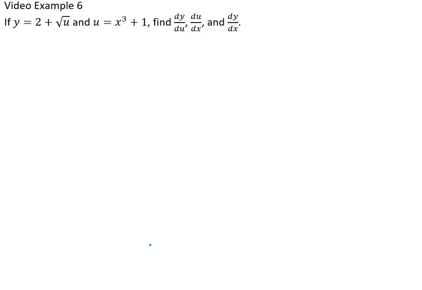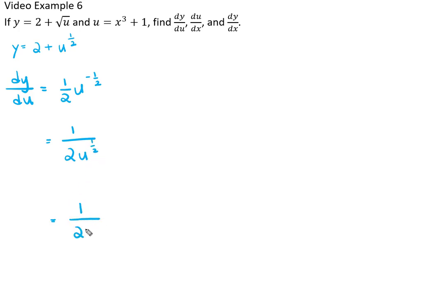In video example 6, we're given the y equation with the u as the variable in it, and then we're asked to find dy du. Then we have the u equation with the x variable in it, and that gives us du dx. And then we'll combine that to find dy dx. So we're going to do the chain rule. And before we do it, I want to rewrite y as 2 plus u to the 1/2 power. That'll help us so that as we find dy with respect to u, it's easier to look at. So the derivative of this is 0 plus 1/2 u to the negative 1/2. In other words, that is 1 over 2 u to the 1/2, or 1 over 2 radical u.